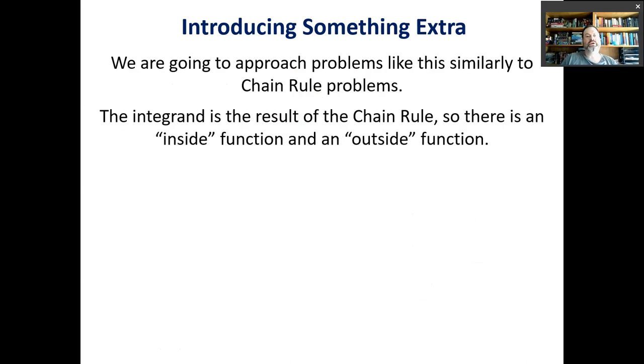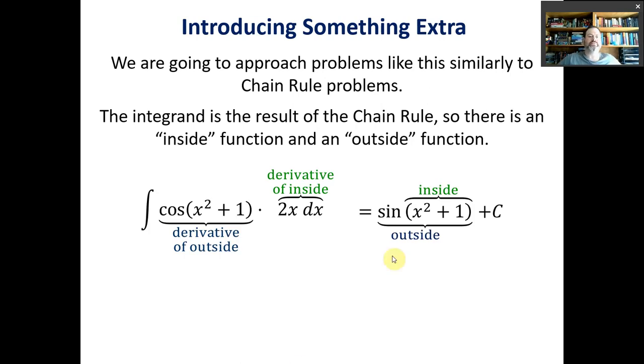So here's the approach we're going to use. We're going to use the same approach we did on chain rule problems. The integrand is the result of the chain rule, so there's an inside function and an outside function. Let me show you what that means. Here's the problem we just solved. Because this is the result of a chain rule, there's a derivative of an outside function somewhere and a derivative of an inside function. That's what the chain rule tells us. So by working backwards, it tells us what the original outside function was and the original inside function.